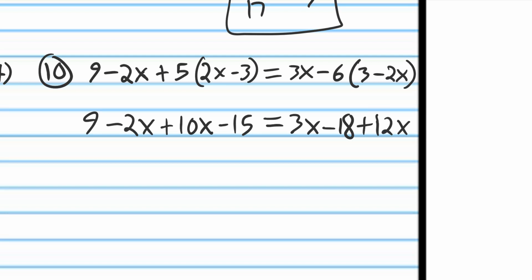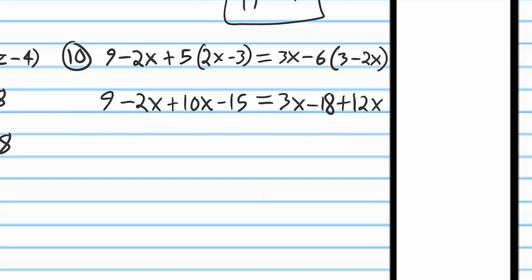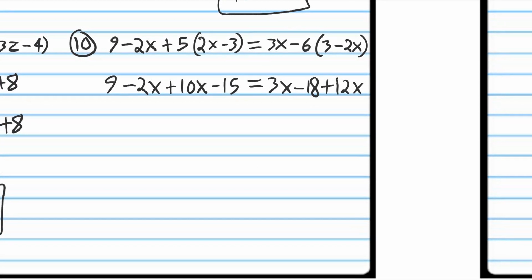So everything looks right. You may have noticed as you're doing these problems with me that writing the incorrect sign is probably the most common way to make a mistake. So now we're going to combine like terms.